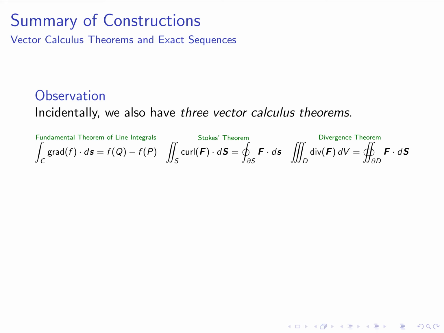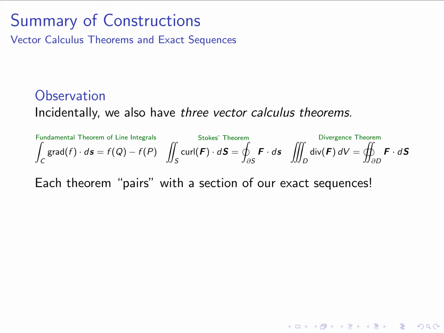Each one of the statements of these three theorems can be abstracted, taking the language of them, in such a way that they're all saying the same thing. When we integrate one of the operations on vector fields over some sort of object, what we're really doing is taking the original field and evaluating on the boundary of the object. And this is compatible with the sections inside of our pairs of exact sequences. So each theorem here pairs with one of the sections of our exact sequences.